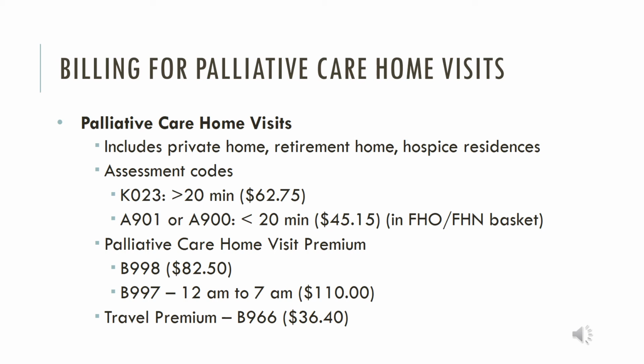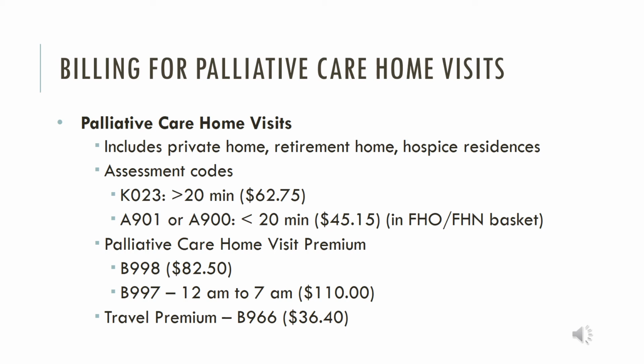The assessment code will depend on how much time you spend in the home. If the visit is 20 minutes or longer, the K023 code applies. If the visit is less than 20 minutes, use either the house call assessment code A901 or A900, the code for a complex house call as defined by the Schedule of Benefits. These would be the codes used in primary care for non-palliative care home visits.